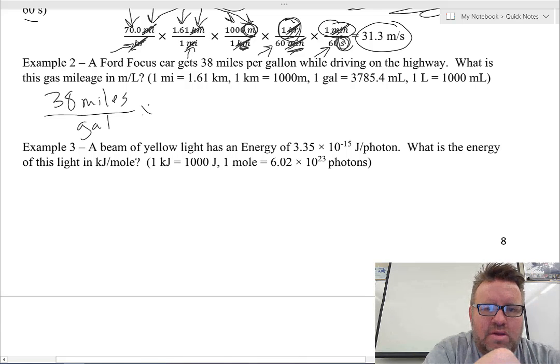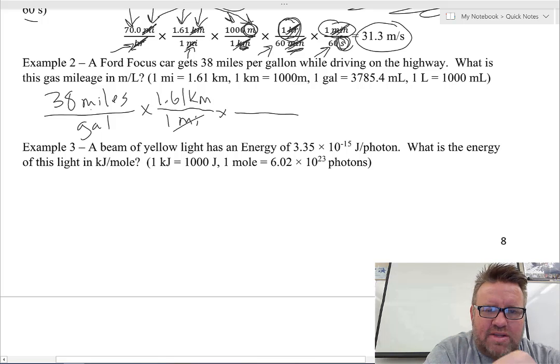Okay, so again, I'm going to start with miles. 1 mile, 1.61 kilometers, kind of like the last one. And miles cancel. And now I've got kilometers on the top, so that conversion's gone.